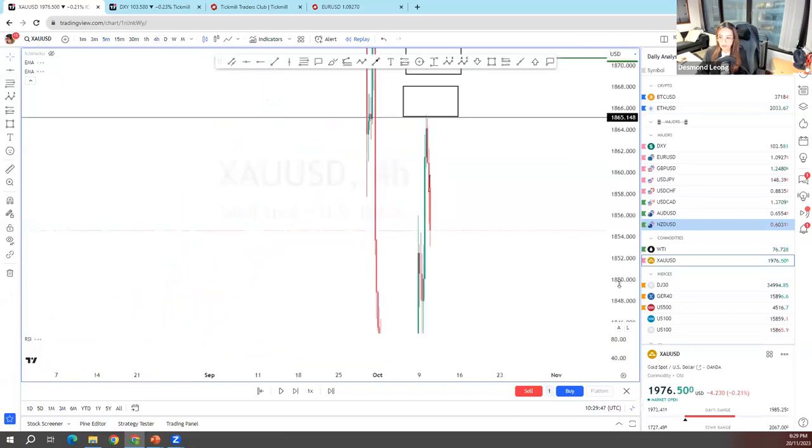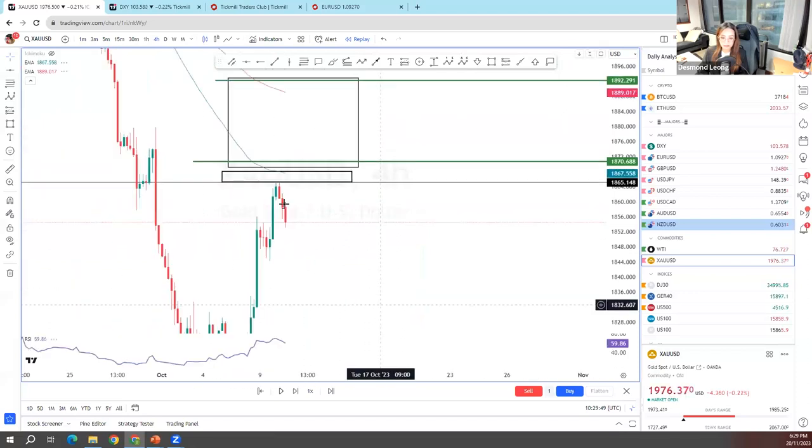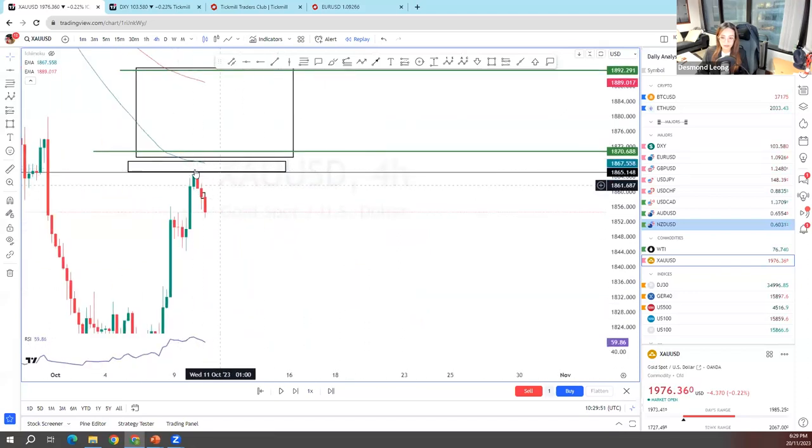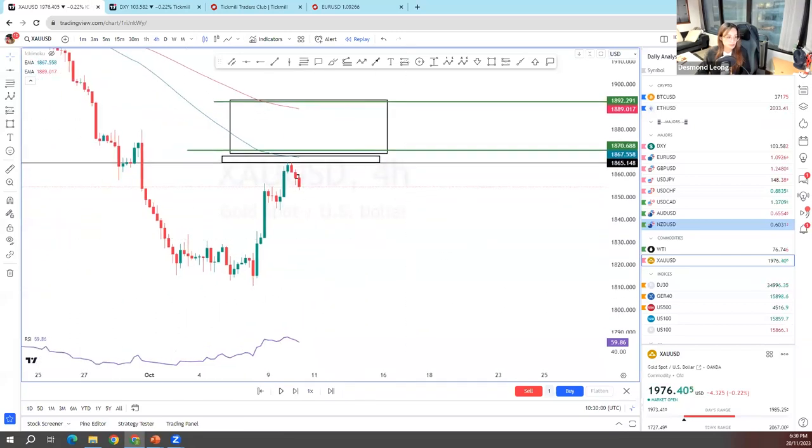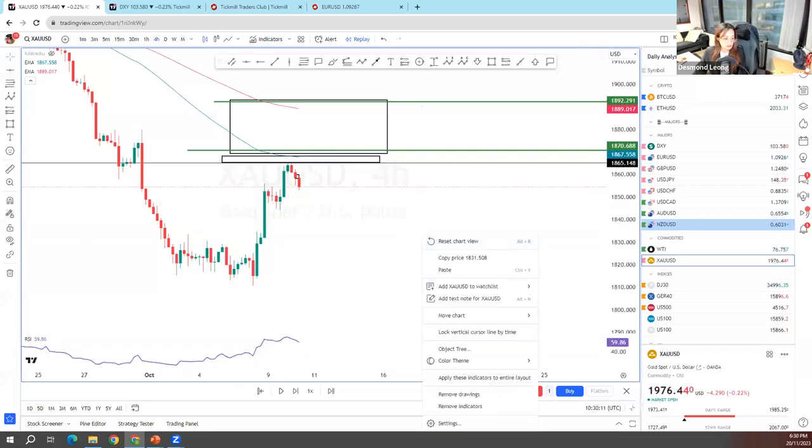In H4 it is at the resistance and somewhere near to EMA 100 in H4. Okay, any questions so far, guys? You have any question? You can ask me. Okay. If there is no question, I'm going to end the session for today. Any questions so far, guys? You can try these strategies, okay?